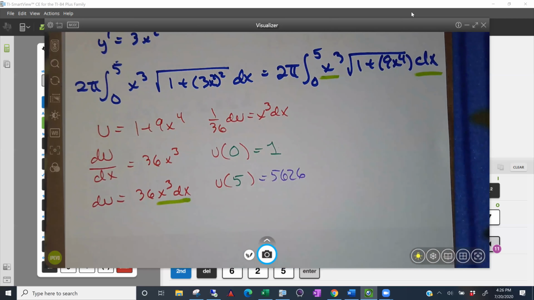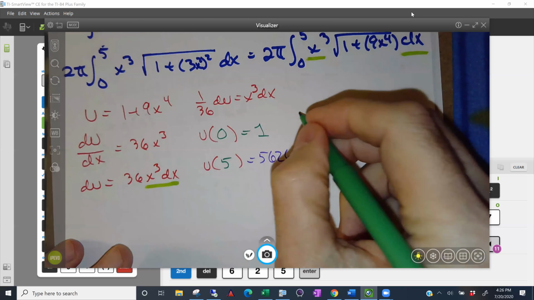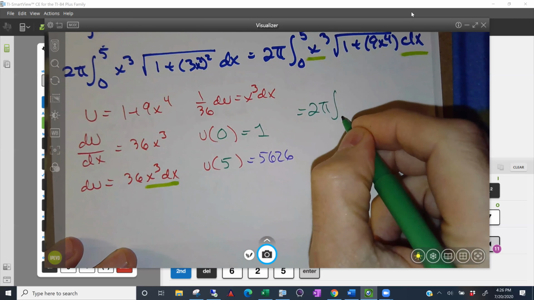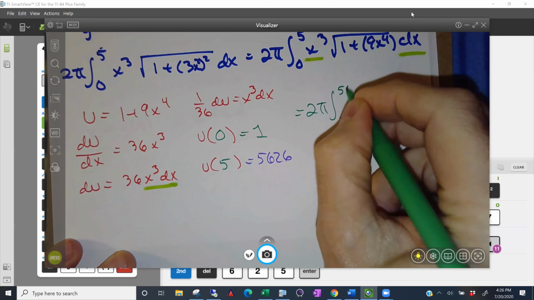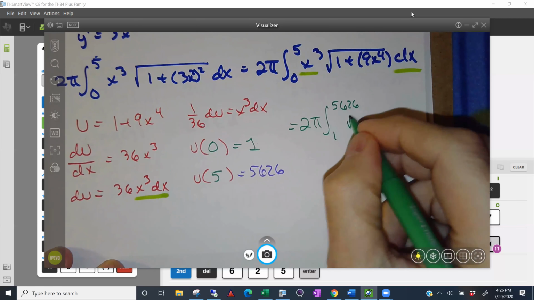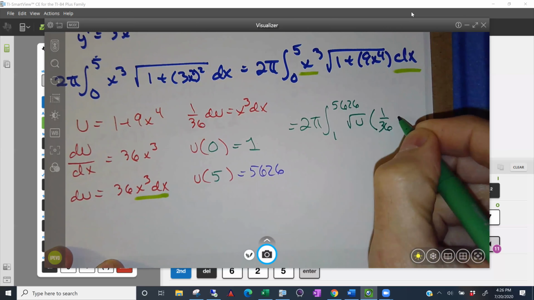5626. But that's okay, because we don't have to change our limits back. We don't have to go back. We're just done with x's because we've changed our limits. So let's finish this off. That's going to be 2 pi times the integral from 1 to 5626 of the square root of u times 1/36 du.